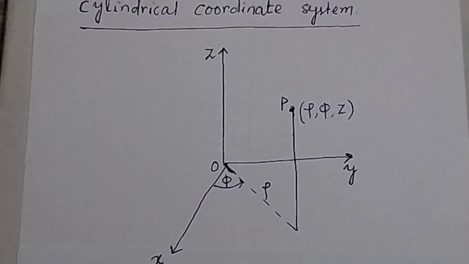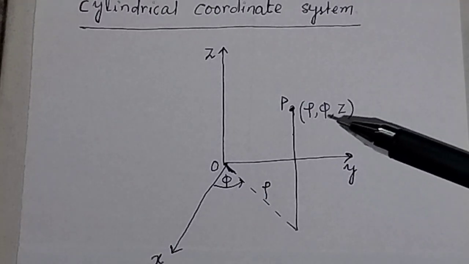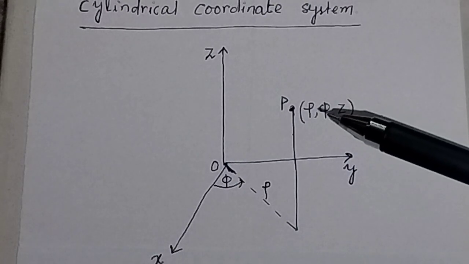What is cylindrical coordinate system? We know spherical polar coordinate is useful to represent a point in 3 dimensions when the object is in spherical configuration. But if the object is in cylindrical configuration, then we use cylindrical coordinate. Cylindrical coordinate is useful to represent a point in 3 dimensions if the object is in cylindrical configuration.